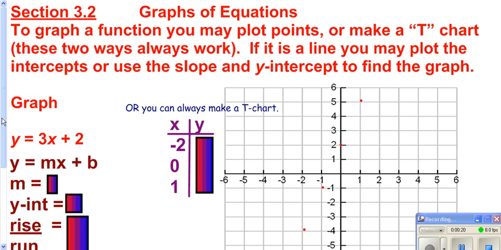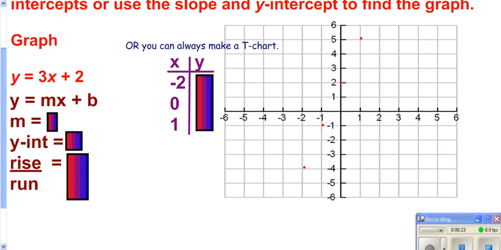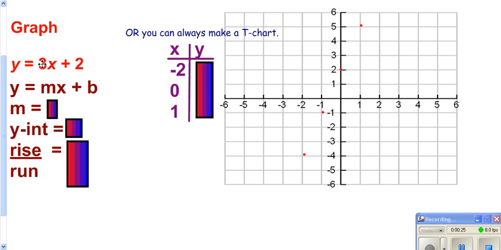xy chart. Well, in this case, since it's a line, I'm going to use the idea, since it's already in the form of y equals mx plus b, m has to be your slope. So you know your slope is 3, which means you're going to have to go up 3 and over 1. But you're going to have to do that from your y-intercept, and your y-intercept then is your 2.